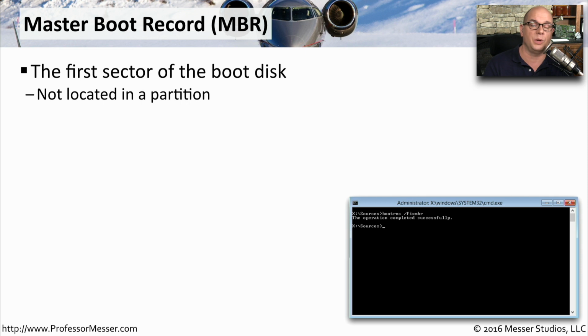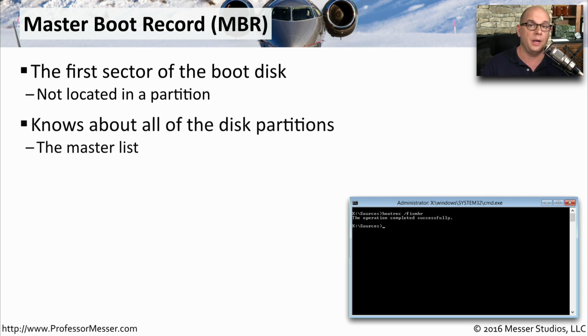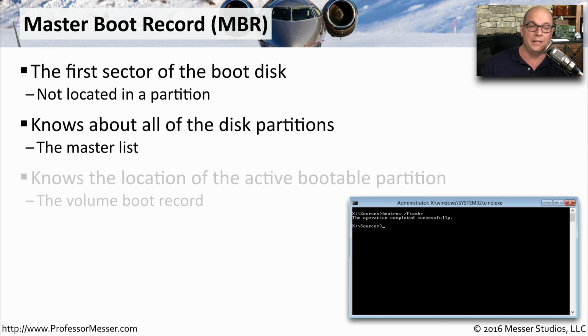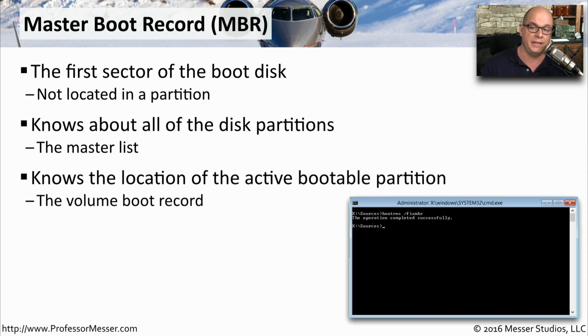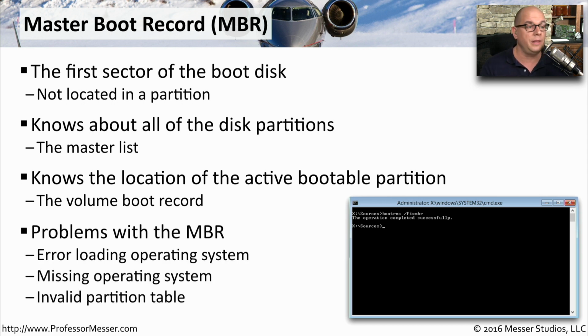Now that we're at the command prompt, let's do some troubleshooting. Let's say that our problem is with the master boot record of our boot drive. This is not in a partition. It's part of the very first sector of the boot disk. This knows all about the other partitions that are on the drive, is a master list of what is contained on that storage device. So it's obviously a very important part of the drive. This also knows where the active bootable partition is. So if anything goes wrong with the configuration or setup of this MBR, then we won't be able to find really anything else that's on our drive. It may say that there's an error loading the operating system, there's a missing operating system, or that there's an invalid partition table. So what we want to be able to do is to fix the master boot record.